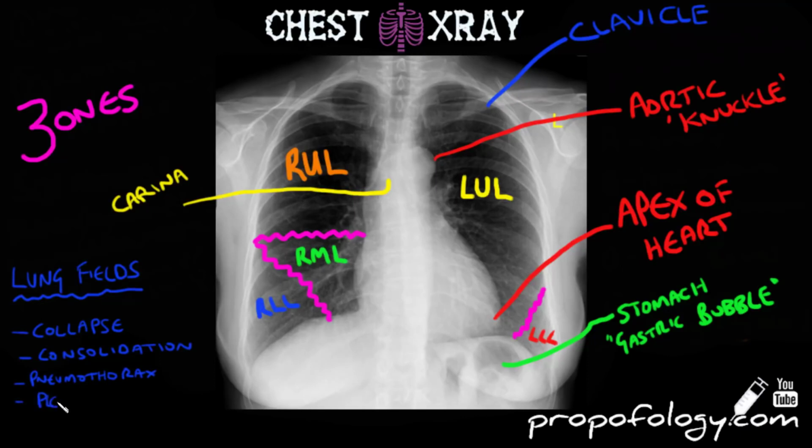Is there a tension pneumothorax? So is the trachea shifted to the right or to the left? Is there any pleural effusion, which is a collection of fluid in the pleura which compresses the lungs? Or is there any pulmonary edema within the actual interstitium of the lung itself?